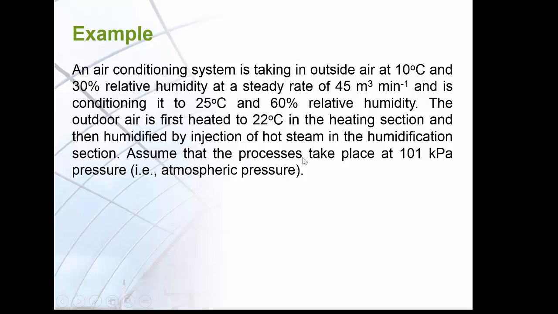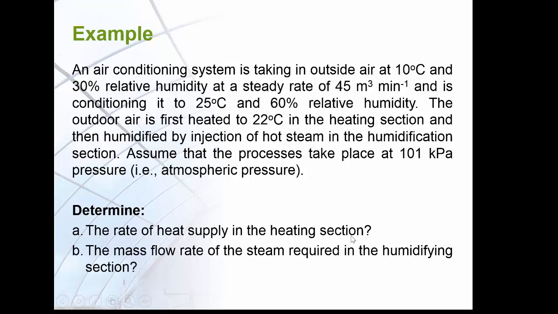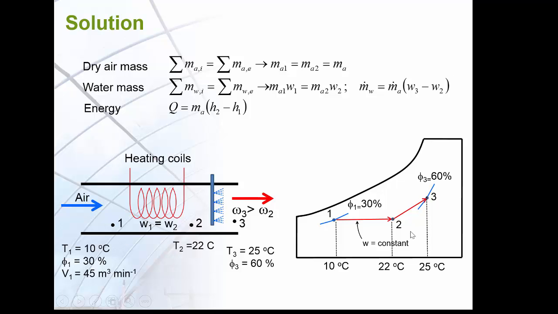We are going to assume that the process is taking place at the atmospheric pressure of 101 kilopascal. And the question is asking us to determine what is the rate of heat supply in the heating section, then what is the mass flow rate of steam injection required in the humidifying section. So the summary of all the given variables are shown on this slide on the psychrometric chart here, as well as demonstrating the control volume system with the given information.